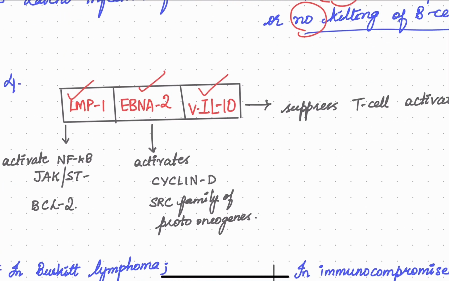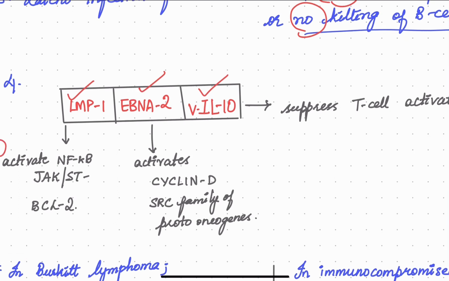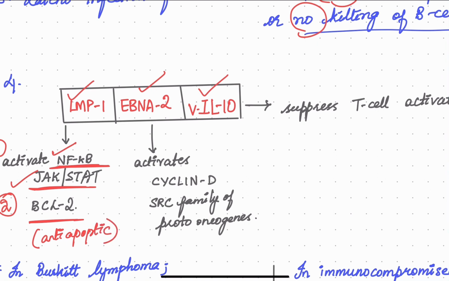First, coming to latent membrane protein 1, LMP1, they activate signaling pathways. A few of the pathways are NF-kB and JAK-STAT, and also they activate BCL2. BCL2 is an anti-apoptotic factor. That means the damaged cells do not undergo apoptosis. They survive, they proliferate. And EBNA2 activates cyclin D.